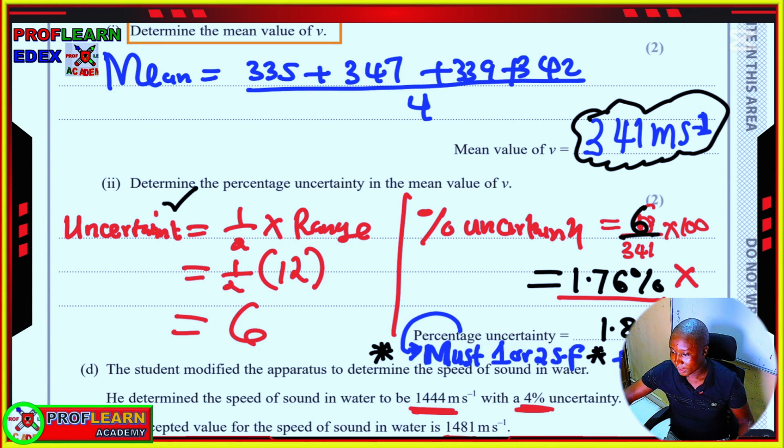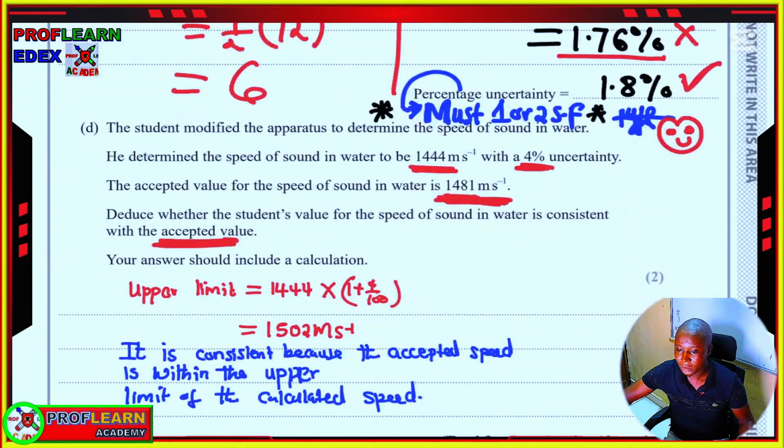Okay, all right, so let's move to the next bit. We are told the student modified the apparatus to determine the speed of sound in water. You determine the speed of sound to be 1444 meters per second with an uncertainty of 4%, right? You are told the accepted value of speed is this value here, but the calculated value is this. So we are supposed to deduce whether the student's value for the speed of sound was consistent with the accepted value.